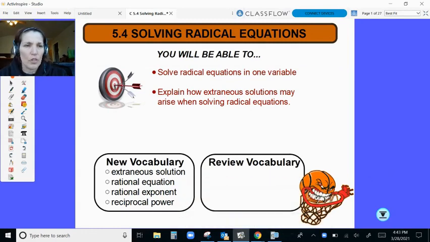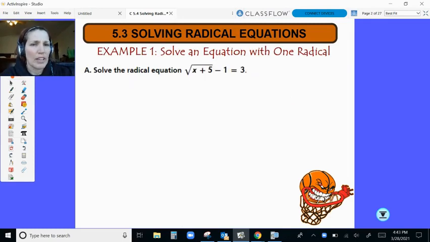Everybody, welcome back, and we're going to begin 5.4 today, which is solving radical equations. We're going to start off the unit by learning how to solve with just a single radical on one side of the equation. Just like anything else, if we're trying to solve for a particular term, we want to isolate that term. So we want to isolate this radical on one side of the equation. We're going to add 1 to each side to isolate that radical. So we have the square root of x plus 5 equals 4.